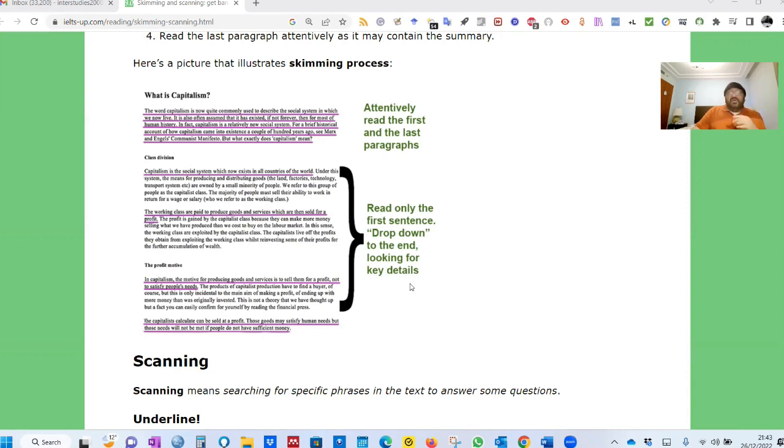This passage is about capitalism. I told you to attentively read the first and the last paragraph. This is the first paragraph, this is the last paragraph. Then I have highlighted here, read only the first sentence, and drop down to the end, looking for keywords. That's one of the reasons the first lines are underlined. Most probably you get information from here.